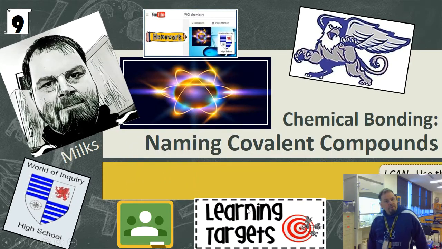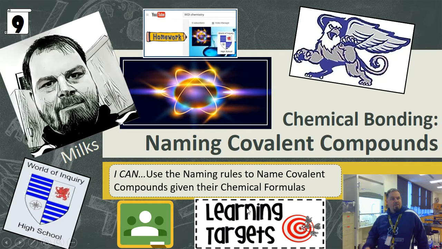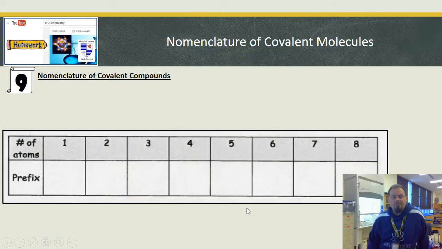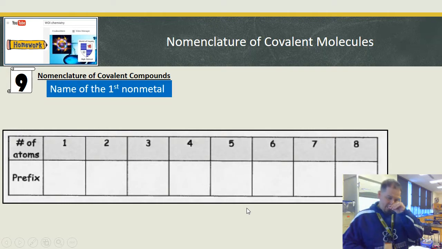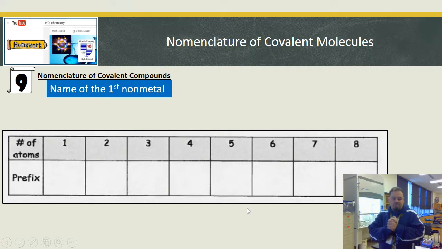Today we're going to get into naming covalent compounds in video number 9. The naming structure is very different for covalent compounds. So we need to be able to differentiate again, is it ionic or is it covalent? And then we need to use the proper techniques. For whatever reason, many students get this wrong on my unit test. So I need you to focus and get this straight.